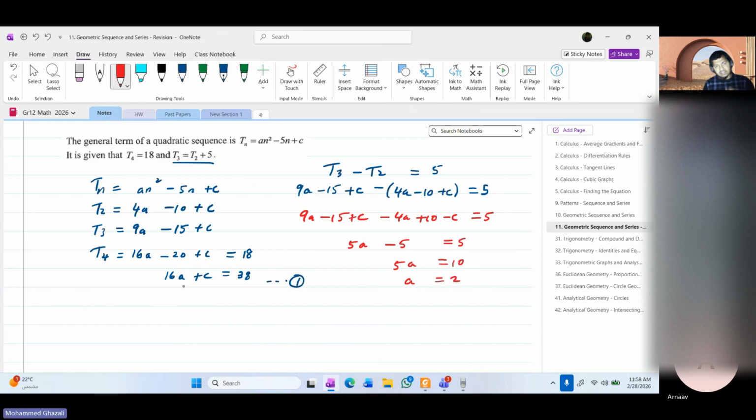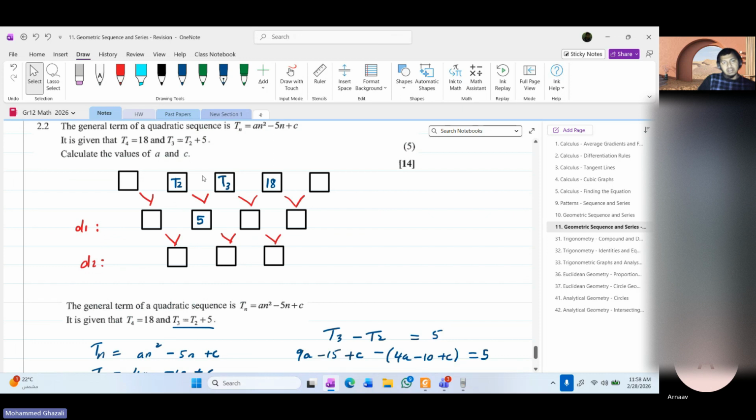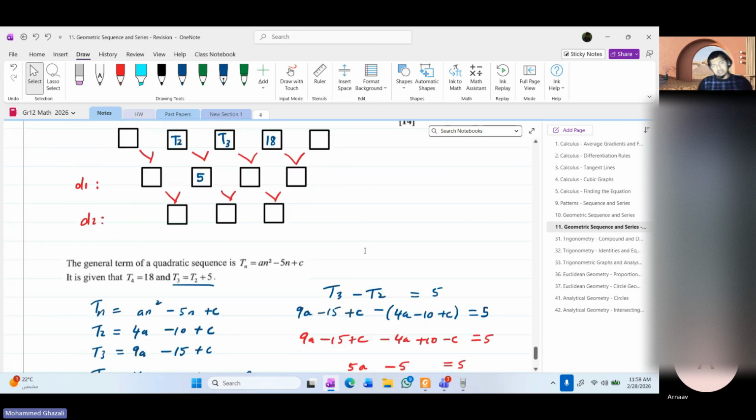A is 2. Then 16 times A is 32, plus C is equal to 38. So the value of C is 6. So we got A as 2 and C is equal to 6. And that will be a nice way of solving it. I don't know why I did this. Right.